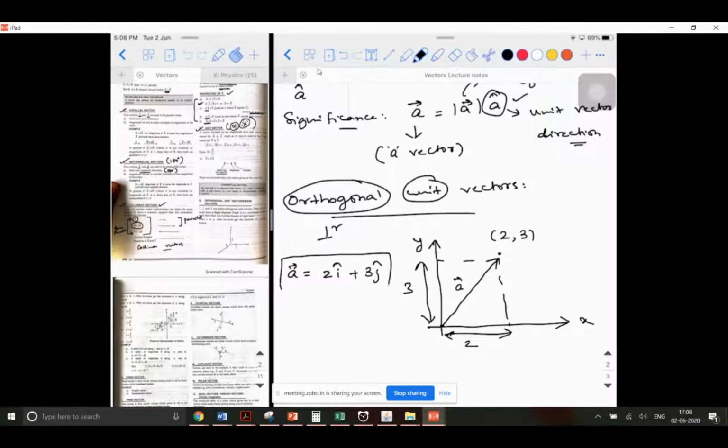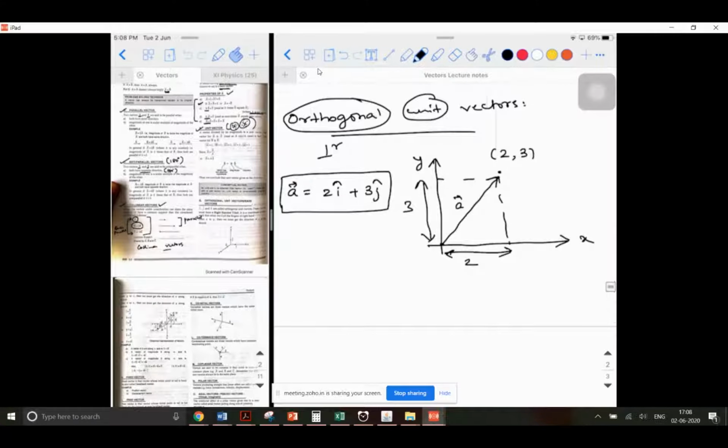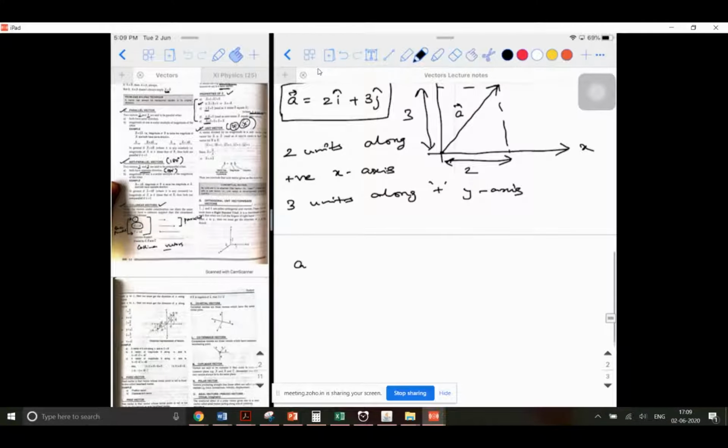When you read this kind of statement, what is understood by you? When I write it as 2i cap plus 3j cap, what is the person who is writing it telling? 2i cap indicates 2 units in the direction of the x-axis. Very good. 2 units along which x-axis? You need to be specific. 2 units along positive x. Be very specific, okay? Similarly, you have 3 units along positive y-axis.